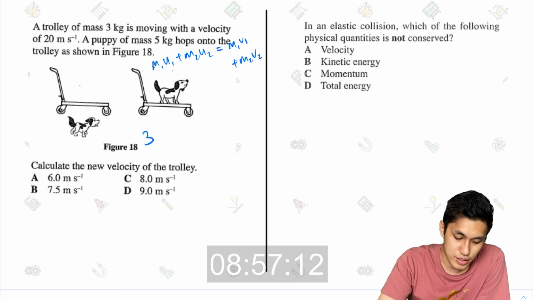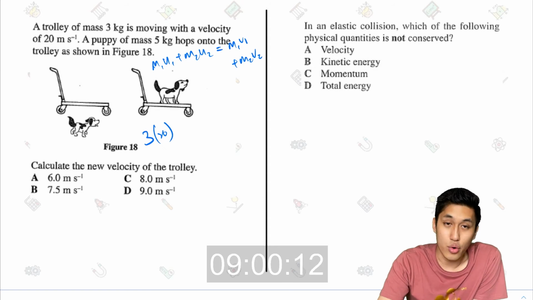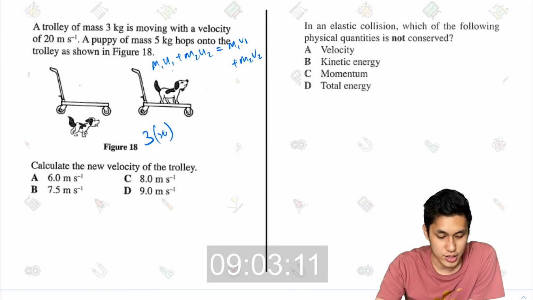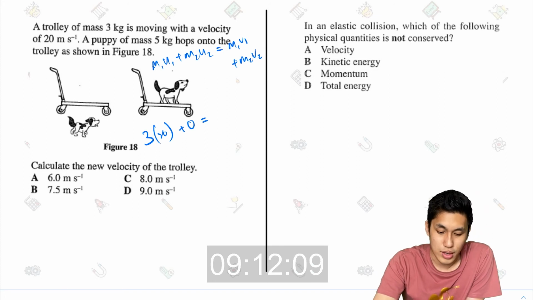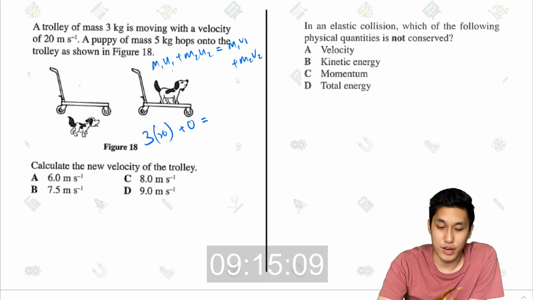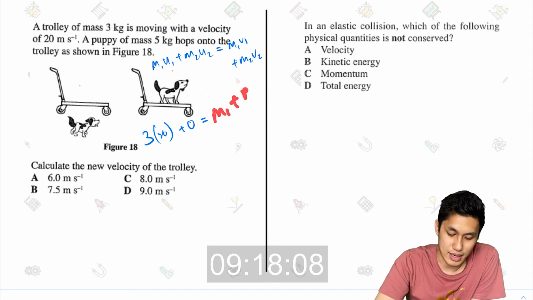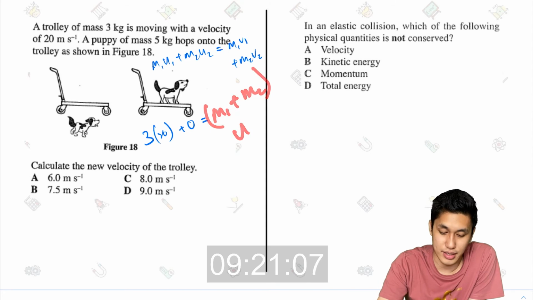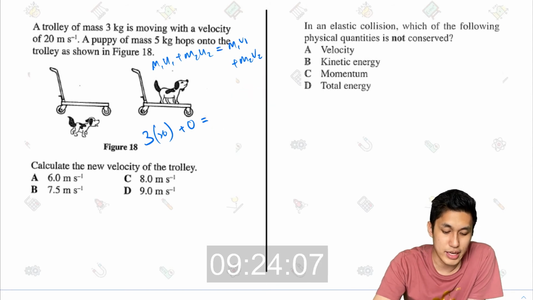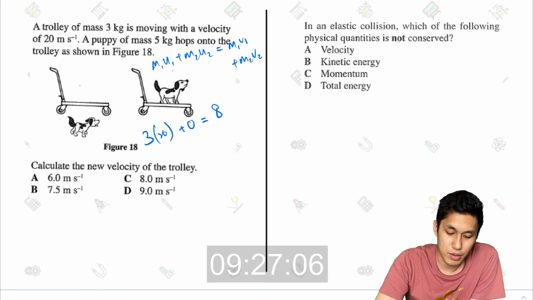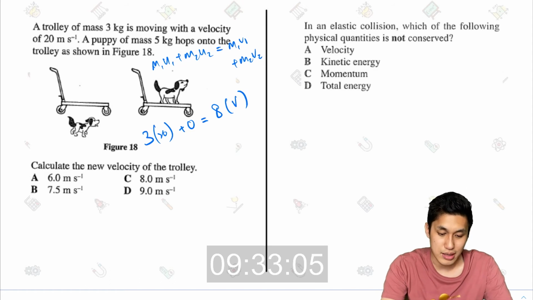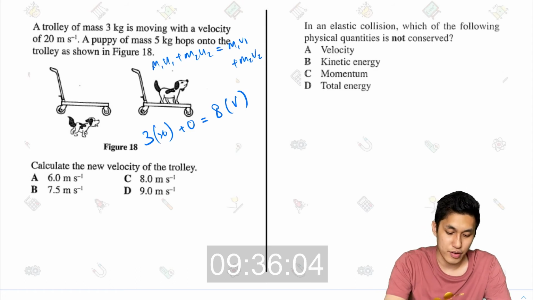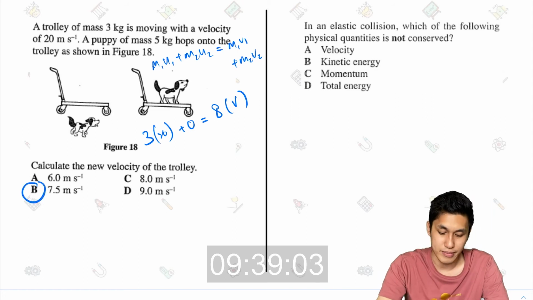The initial velocity of the trolley is 20 meters per second. The dog wasn't moving at all. We're going to assume the dog wasn't moving at the start, so the velocity of the dog, that's u2, will be 0. So I'm just going to put plus 0. That is equals to, now I'm going to combine both the masses together because their velocity will be the same. It will be m1 plus m2 multiplied by the final velocity. So m1 plus m2 would be 3 kg plus 5 kg, that's 8 kg multiplied by the final velocity. So I'll get 3 times 20 divided by 8. So the final velocity would be 7.5. B.